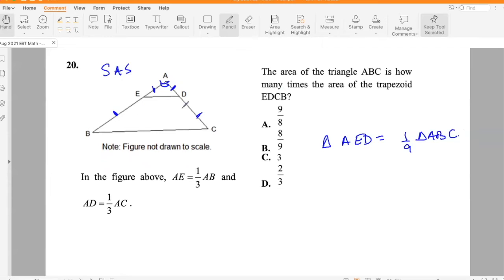Because the ratio of areas of similar triangles is the square of the ratio of sides, and the ratio of sides is 1 by 3. So then, if the triangle has an area x, then this will be x by 9, and the trapezoid would be 8x by 9, right? So the area of the triangle ABC is how many times the area of the trapezoid EDCB? So that will be 9 by 8, option A.